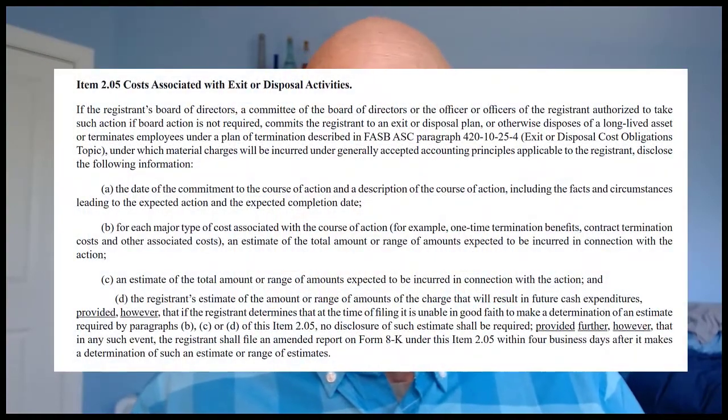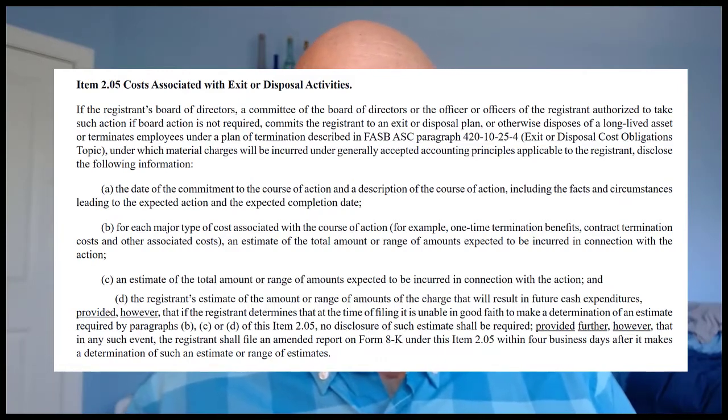The first is the date of commitment to the course of action, a description of that course, including the facts and circumstances leading up to the expected action, and then the expected completion date. Then each major type of cost associated with the course of action, an estimate. And then third is an estimate of the total cost. And the fourth is an estimate of the future cash expenditures.